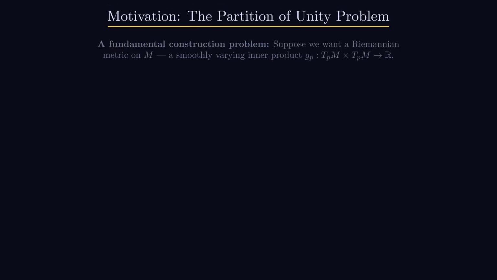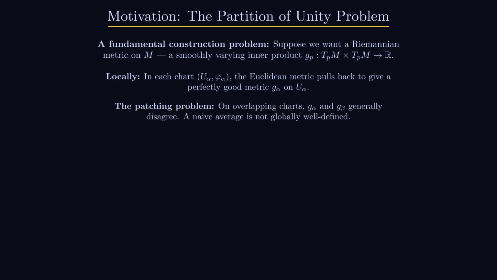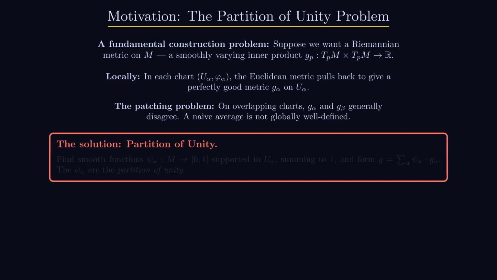Here is a fundamental construction problem. Suppose we want to put a Riemannian metric on M, a smoothly varying inner product on each tangent space. Locally, in each chart U alpha with phi alpha, the Euclidean metric pulls back to give a perfectly good metric G alpha on U alpha. But on overlapping charts, G alpha and G beta generally disagree. A naive average is not globally well defined. The solution is the partition of unity. We find smooth functions psi alpha from M to the interval 0, 1, supported in U alpha and summing to 1 everywhere. The psi alpha are the partition of unity.